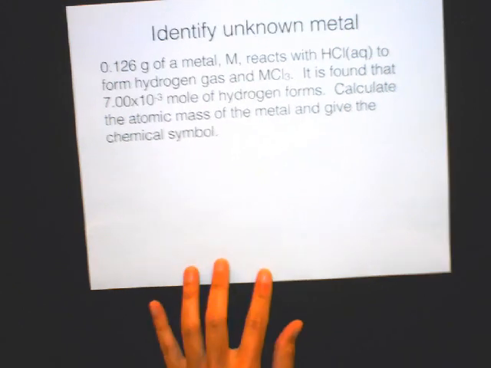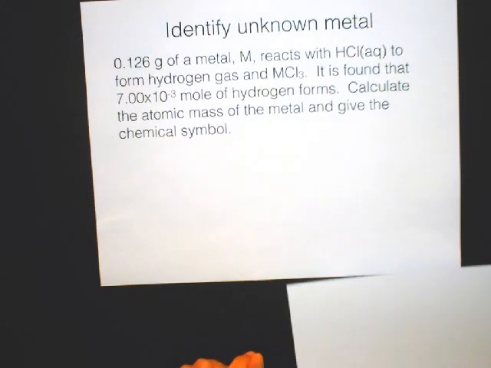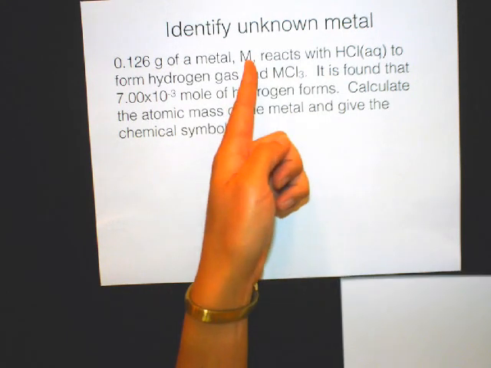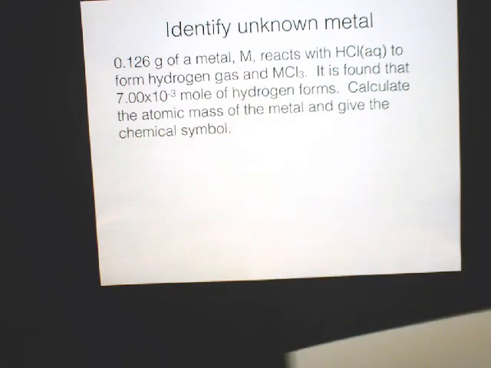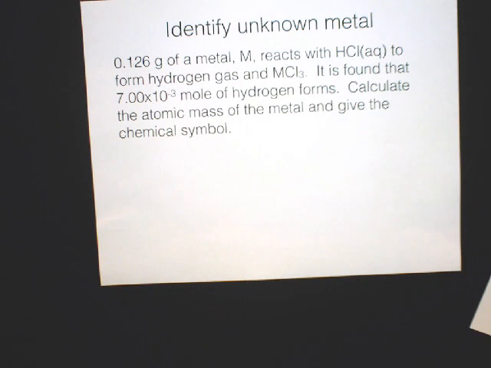So in the question, it says 0.126 grams of a metal M, so this could be many different things, reacts with HCl to form hydrogen gas and MCl3. It is found that 7.00 times 10 to the negative 3 mole of hydrogen forms. Calculate the atomic mass of the metal and give the chemical symbol.